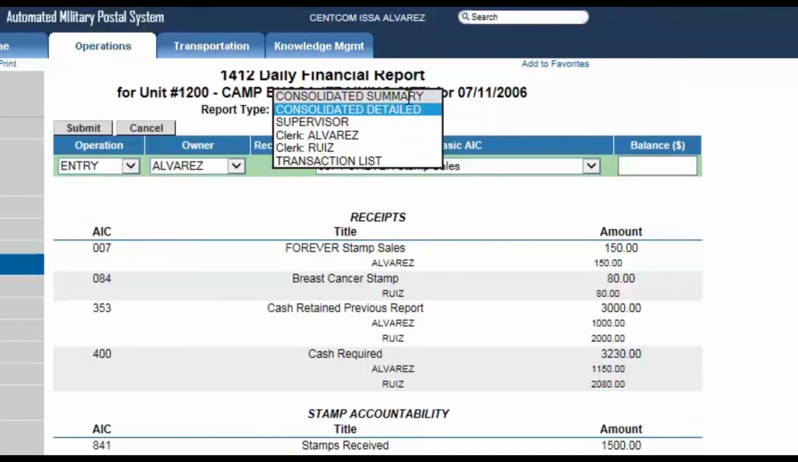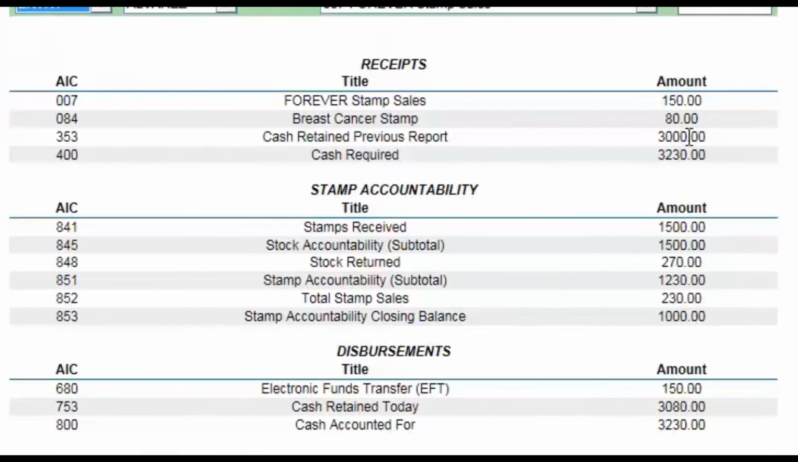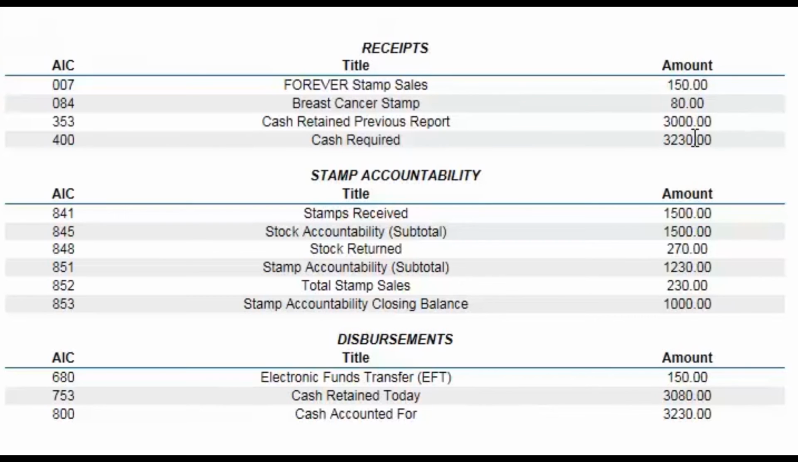Now we go back to the consolidated details so it is a lot easier to read for you. We know that based on what we have done, the cash retained from the previous date and the stamp stock sale, the post office is responsible for accounting for $3,230. Under stamp accountability, we show that we received $1,500 in stamp stock. We returned $270, and we sold $230. Therefore, the post office must have on hand $1,000 worth of stamps.